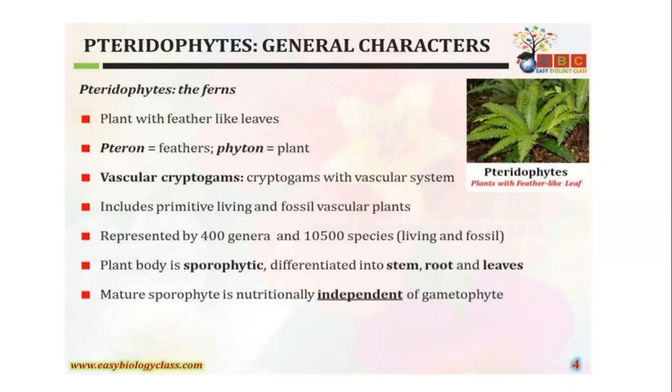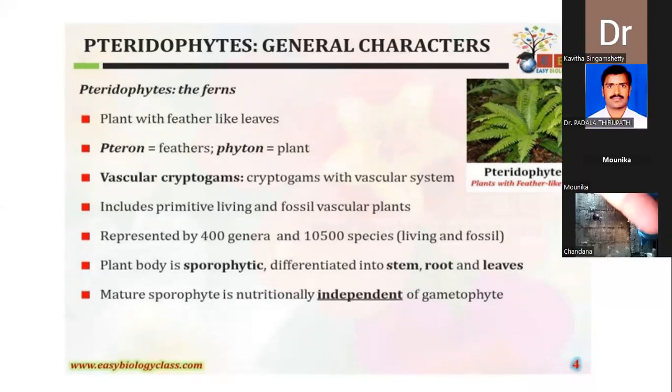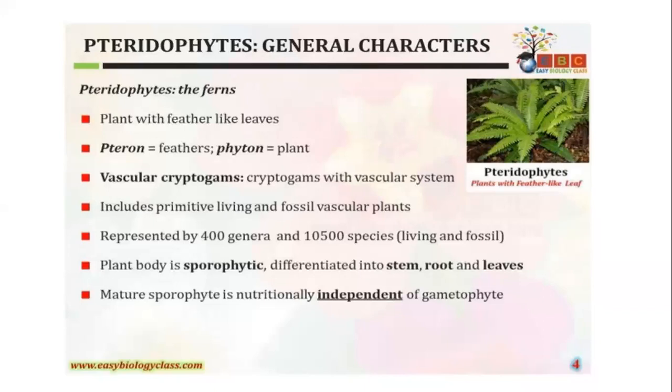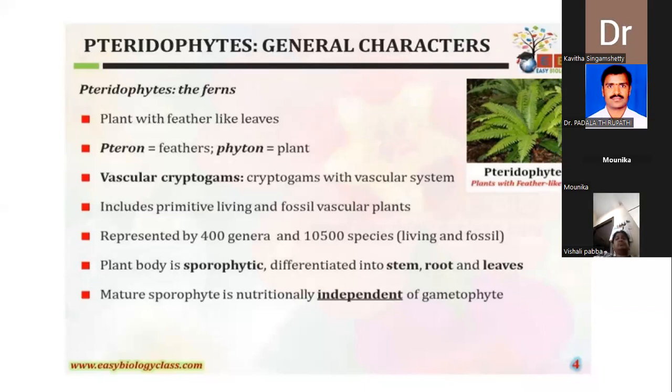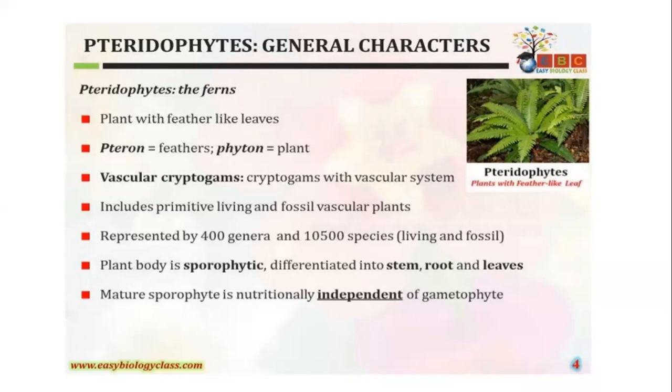Next, these are the first vascular cryptogams. Just like bryophytes, which we call the amphibians of the plant kingdom, in the same manner pteridophytes are referred to as the first vascular cryptogams. What does it mean? These are the plants which develop the vascular system, that is the xylem and the phloem. The vascular tissues are observed in the plant body.